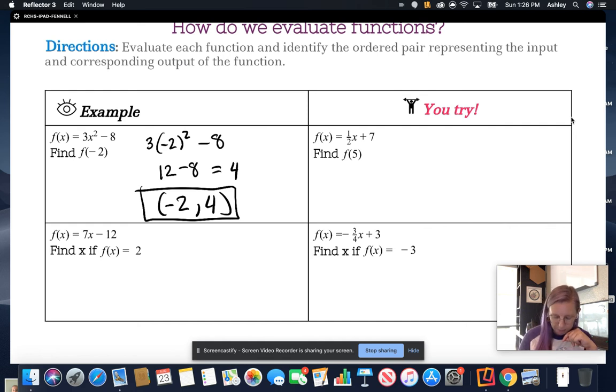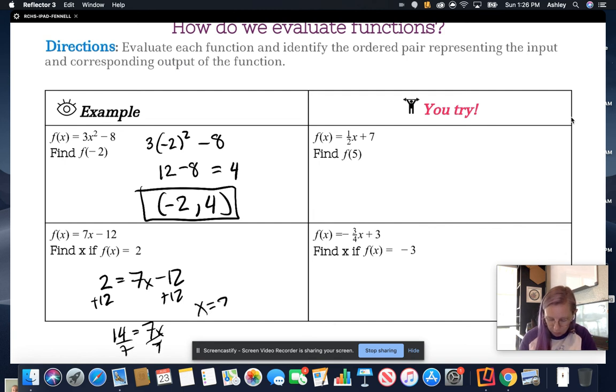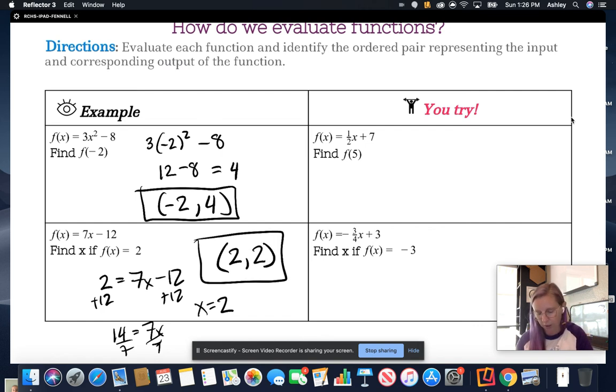Okay, now in the second example, I am finding the value of x if y equals 2. So now I'm going to say 2 equals 7x minus 12, and I need to solve. So inverse operations, and I get 14 equals 7x, divide by 7, x must equal 2. So again, the ordered pair is going to end up being (2, 2), because both values are 2. All right, your turn to try.